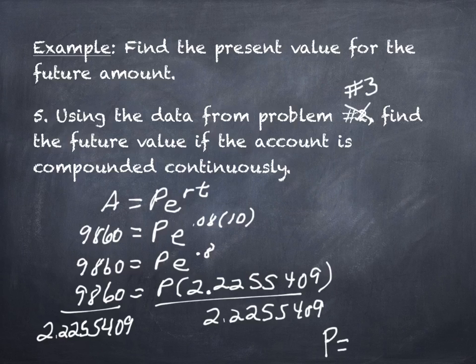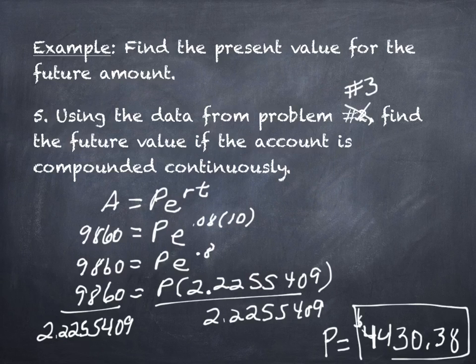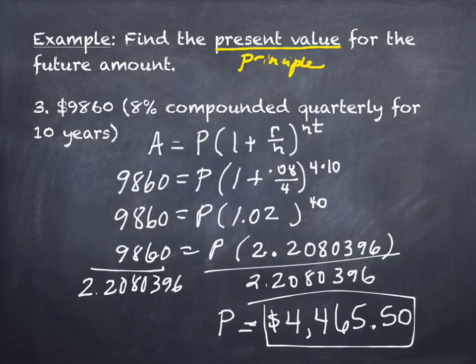And what will you find for P? Did you get a value, Brittany? $4,430.38. Compare that to what the answer was on problem 3. That answer was $4,465.50. How does it compare?